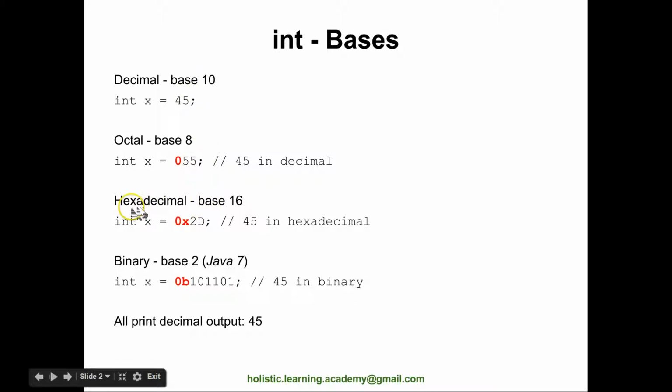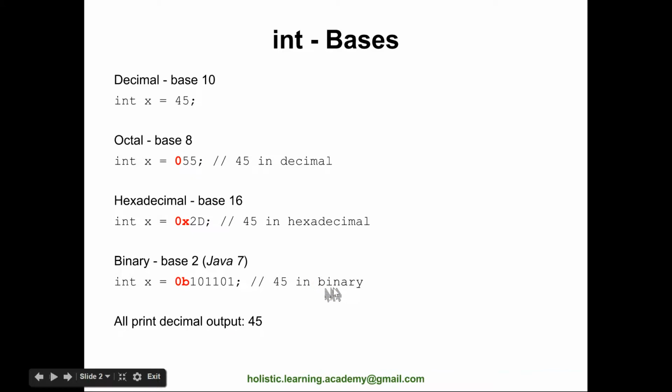Similarly, you can also declare hexadecimal, in which case you need to precede the number with 0x, and then you can use all the hexadecimal digits like A through F, along with 0 to 9. So this is 0x2d, which is equivalent to 45 in decimal. The next one is binary base. This was introduced in Java 7, as you can see here, and this will have the prefix 0b. Then all it can use is only ones and zeros. So this is just 45 in binary.